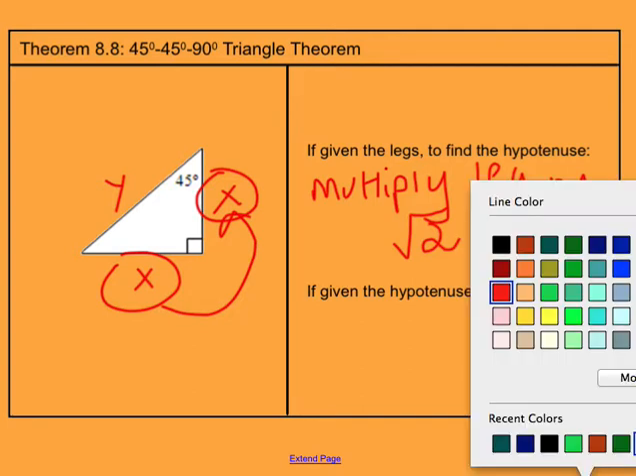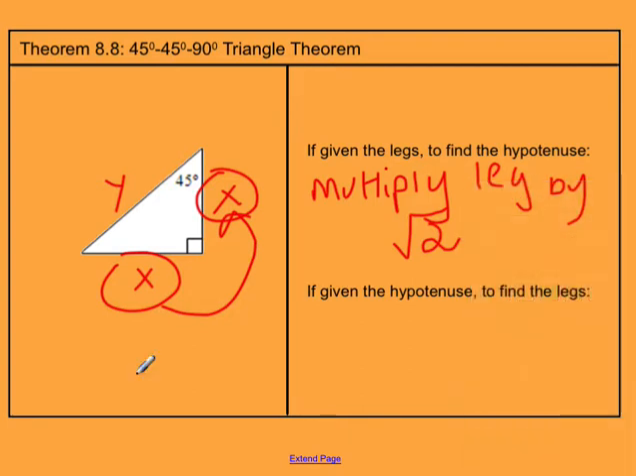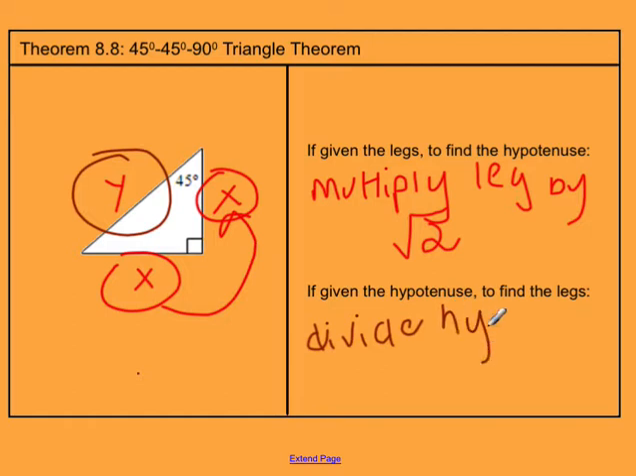If you're given the hypotenuse, in order to find the legs, you need to take whatever value they give you for y, the hypotenuse, and divide by the square root of 2. So if you're given the legs, multiply by the square root of 2 to get the hypotenuse. If you're given the hypotenuse, divide by the square root of 2 to find the legs. So that's what we're learning about so far.